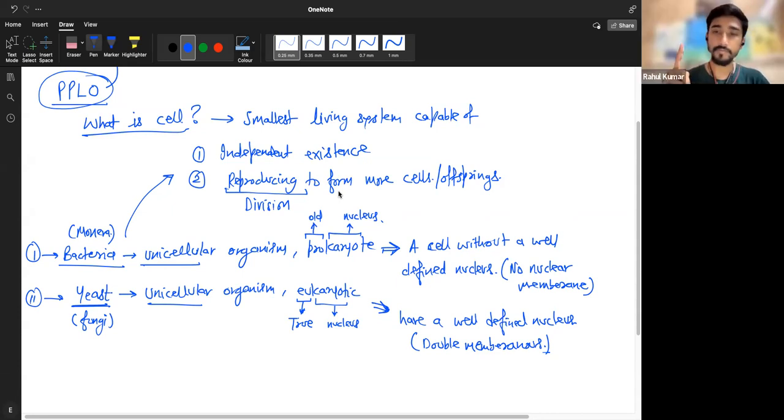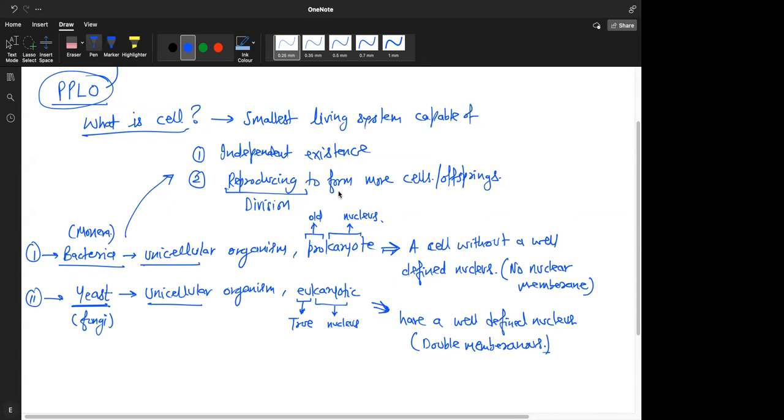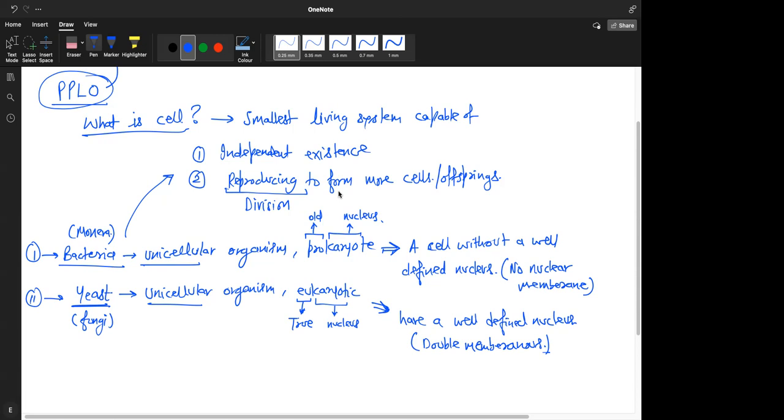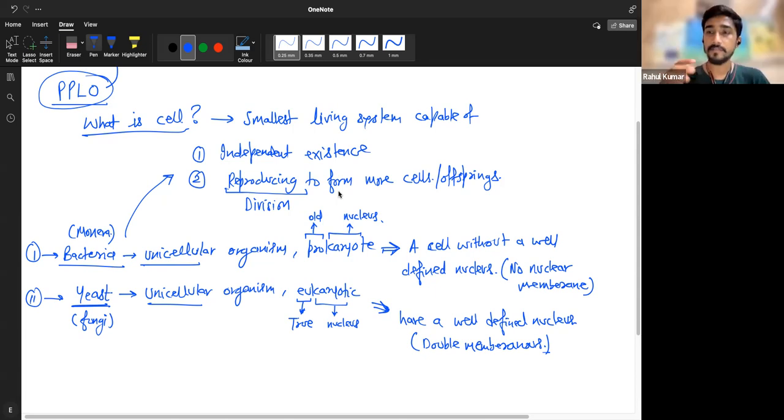Perfect. Respiration. Very, very good. Metabolism, respiration, consciousness about the environment. Consciousness, right? That is also a defining feature. So for all these things, whether you said metabolism, respiration, or consciousness, what do we need basically?